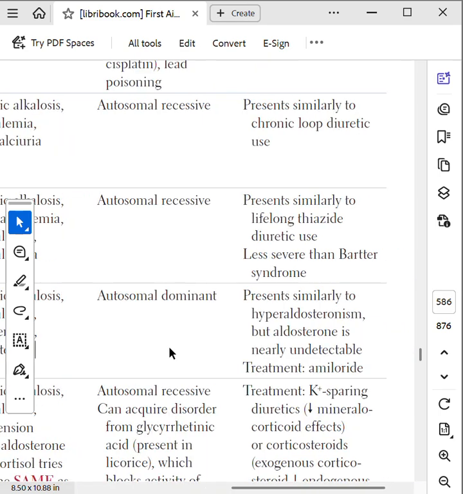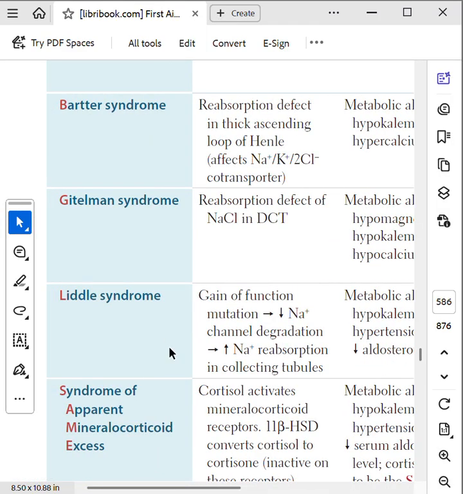This is an autosomal dominant disease and presents similarly to hyperaldosteronism, but aldosterone is nearly undetectable, and the treatment for this is amiloride. Right, you give amiloride in Liddle syndrome. Amiloride has an L, and Liddle syndrome also starts with L. You can remember it like that.